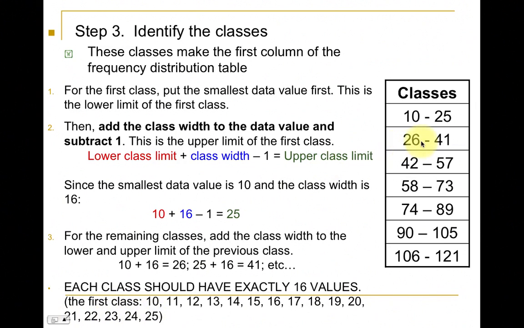And with a frequency distribution table, every single class must have the same exact size. Okay, everything's got to be even like that. So if you count how many values are between 26 and 41, including 26 and 41, there will also be 16.